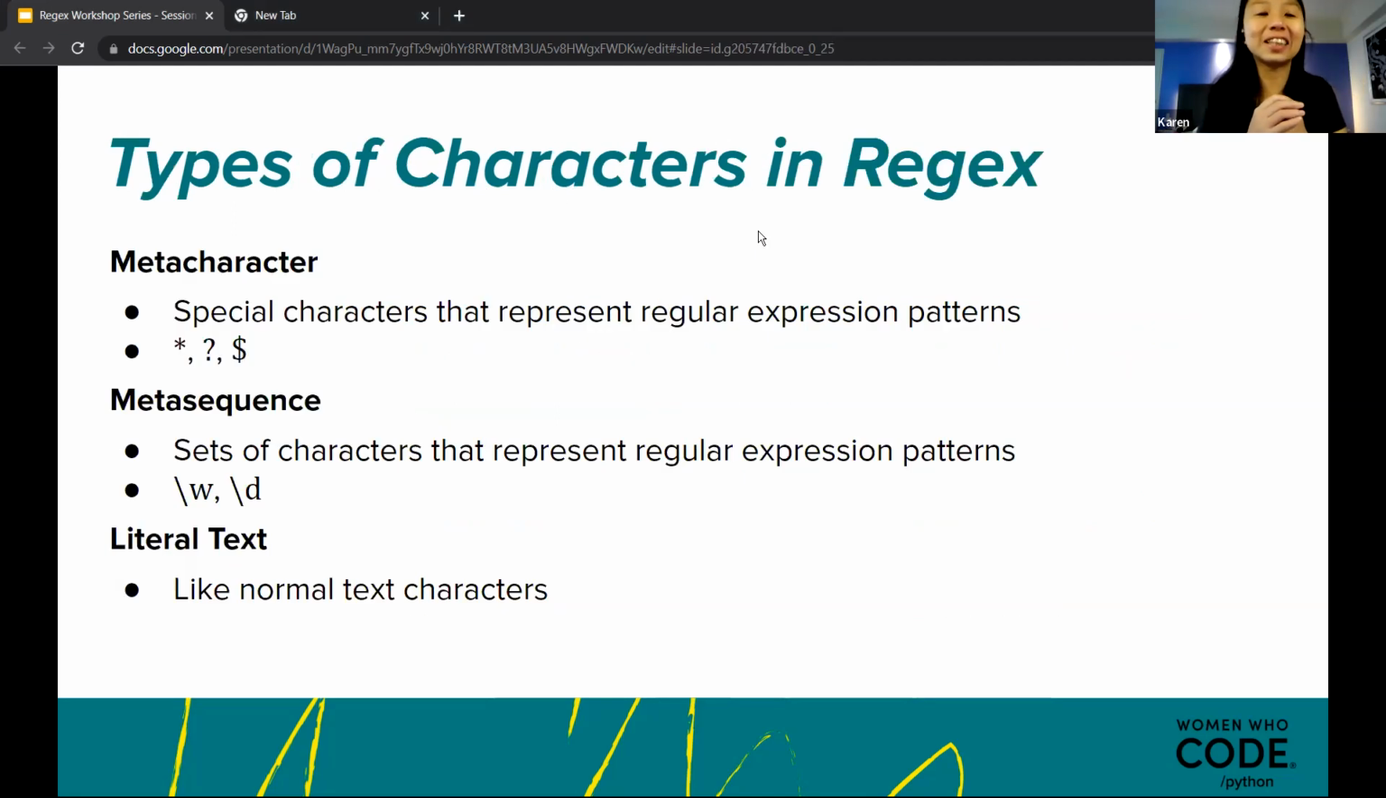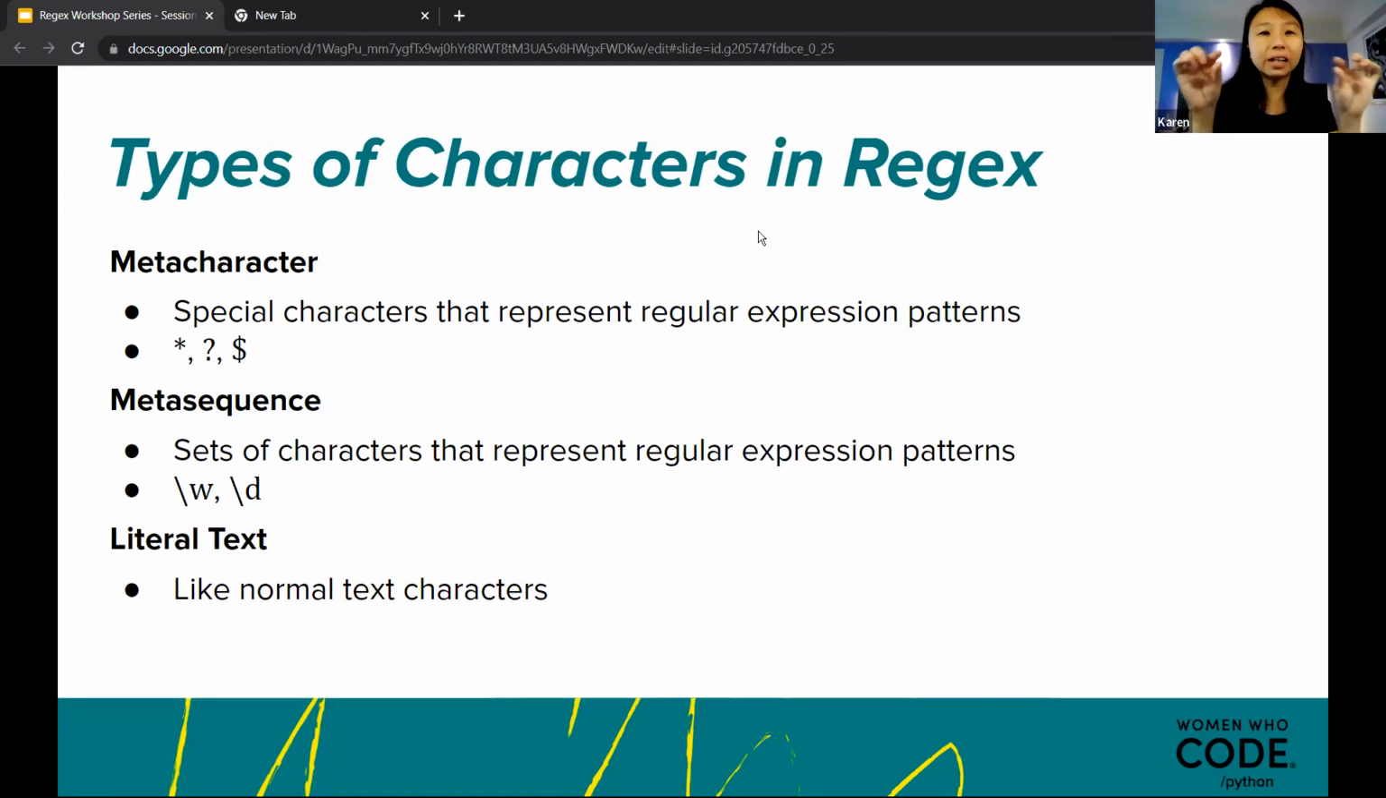Like I mentioned before, we use a lot of special punctuation to formulate how we want the search pattern to happen. These special characters are called meta characters. Meta characters represent how the regular expression behaves. It could be the star, which is a multiplier, the question mark, which is the or operation, and the dollar sign, which as we just saw is the end of line.